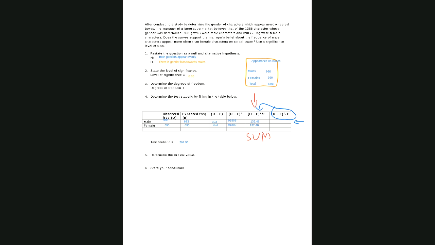Number of rows, remember? How many rows do I have? 2. 2 minus 1 is? Yes, I did just ask that. Yes, so we've got degrees of freedom of 1.